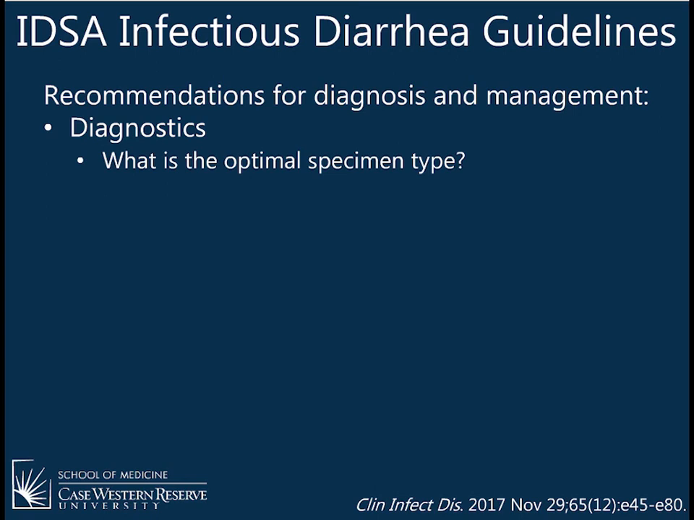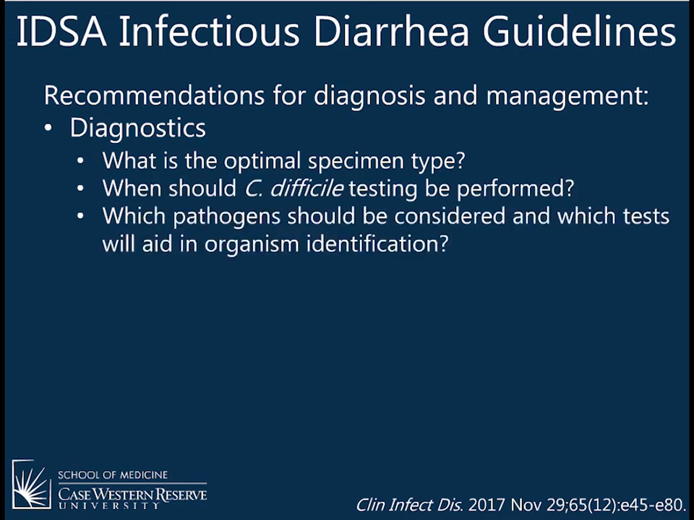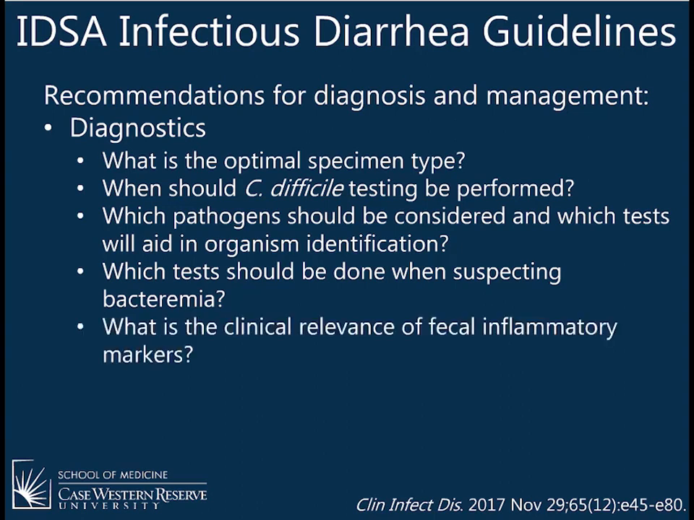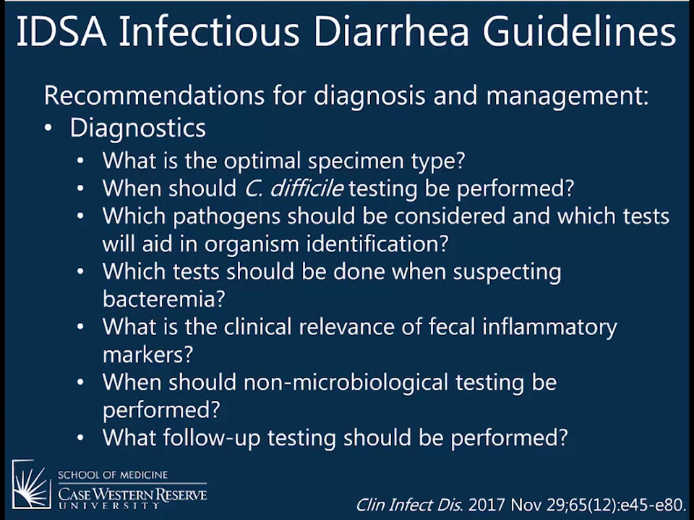In the diagnostic section, they pose a few questions and then answers to these questions. Questions include, what's the optimal specimen type? When should C. difficile testing be performed? Which pathogens should be considered and which tests will aid in identification? Which tests should be done when suspecting bacteremia in a patient with gastroenteritis? What's the clinical relevance of ancillary testing like fecal inflammatory markers? When should non-microbiological tests be performed? And what follow-up testing should be performed?